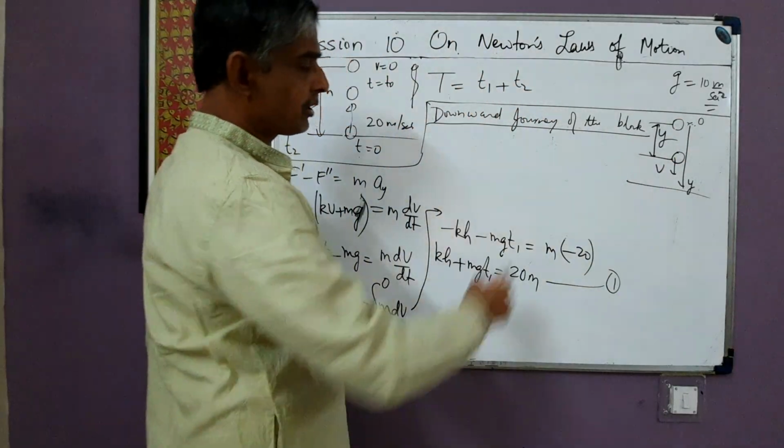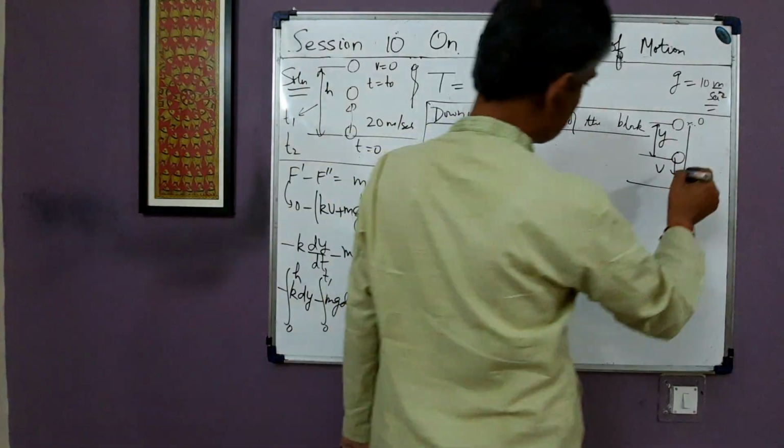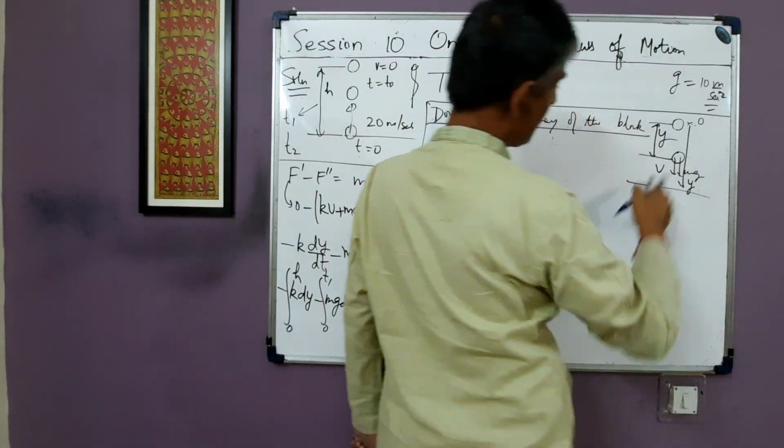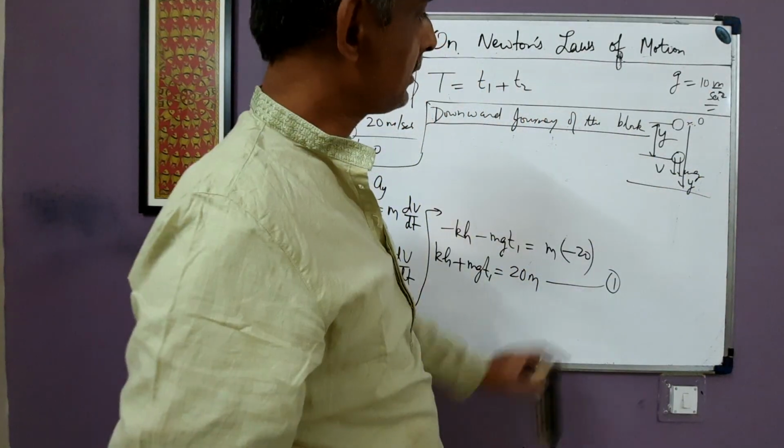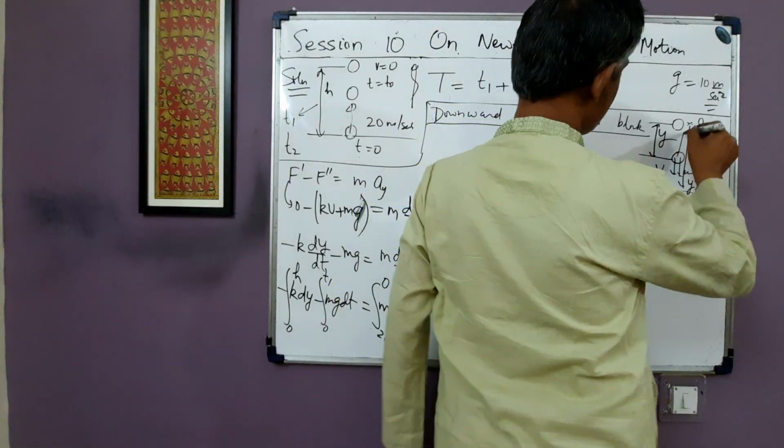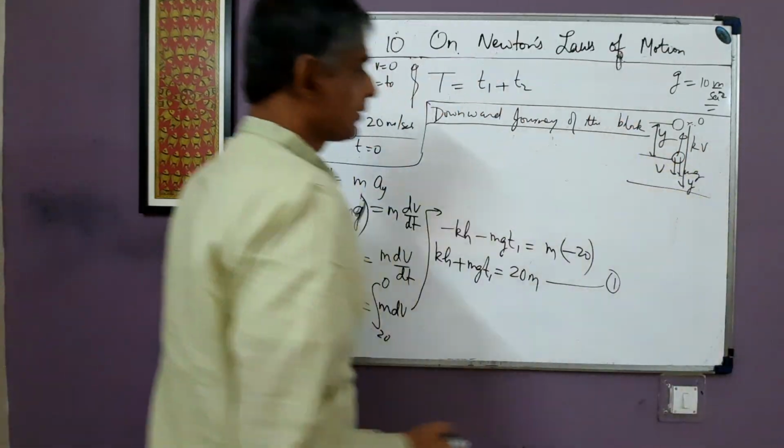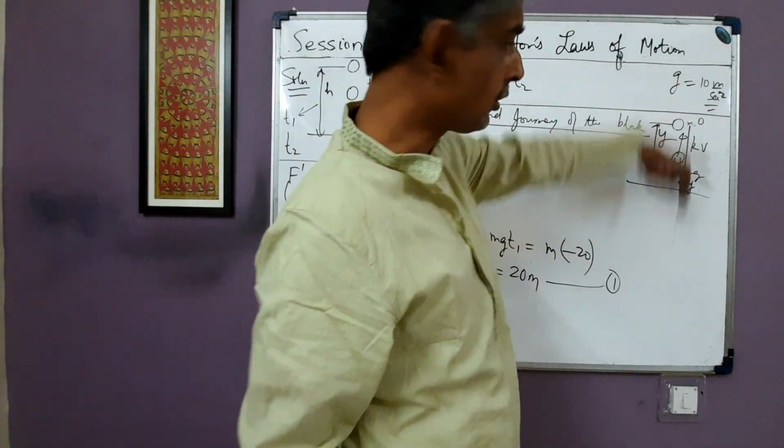Now I draw its free body diagram at that instant. So what are the forces acting? One is mg, and since it is moving downward, it will experience a resistance force in the upward direction. How much force will act in the upward direction? kv. Now apply Newton's second law to this object in the downward direction.